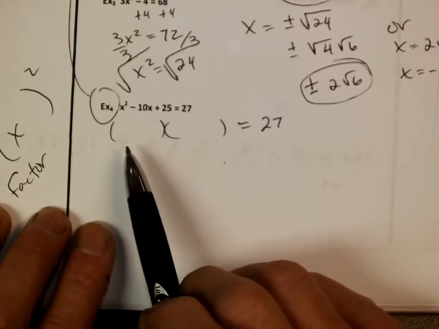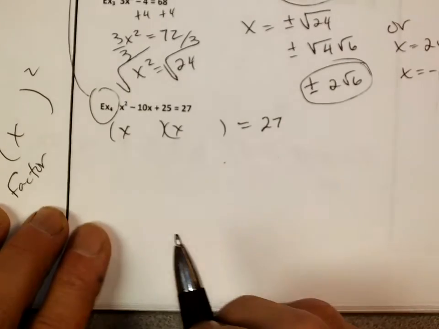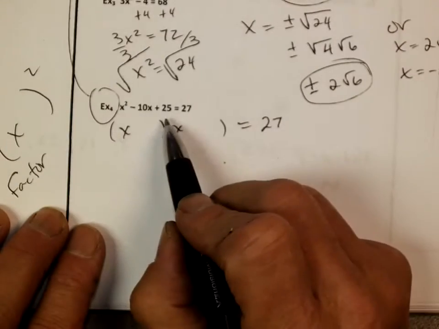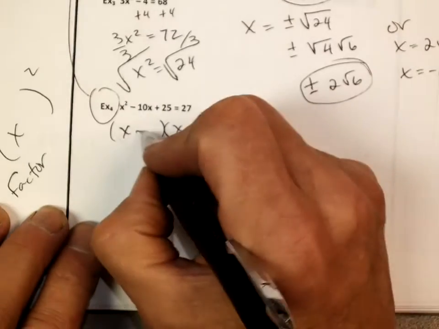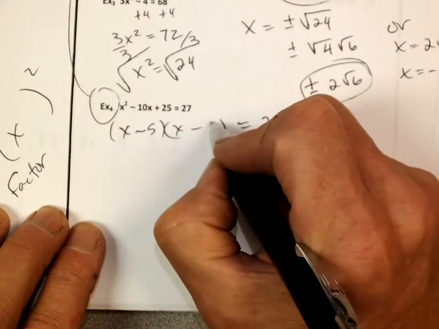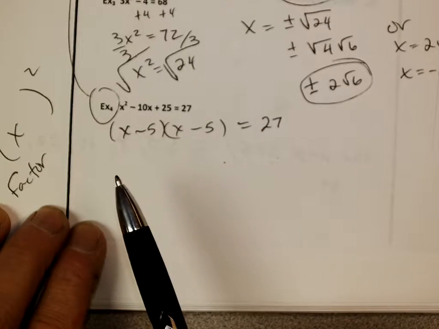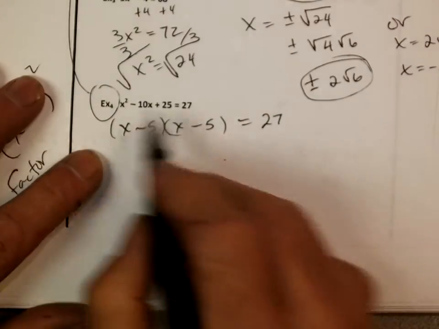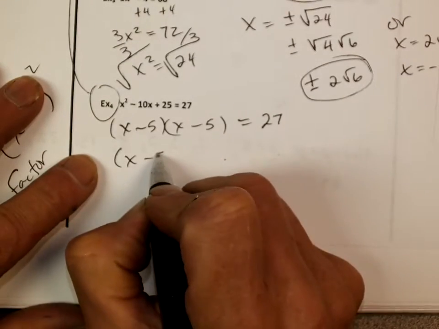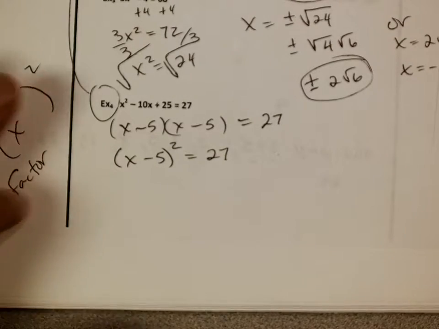Let's factor. Because I recognize that I can make this into x and x, right? What times what makes 25? 5 and 5. How about a negative? You guys okay with a negative 5, negative 5? And they both have to be negative 5, negative 5 to get the negative 10, right? And now I can rewrite this as an x minus 5 quantity squared equals 27, right?